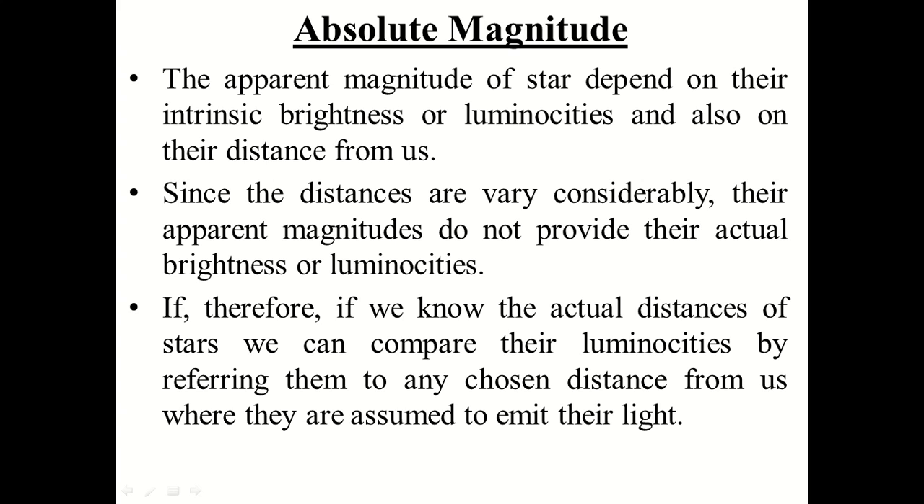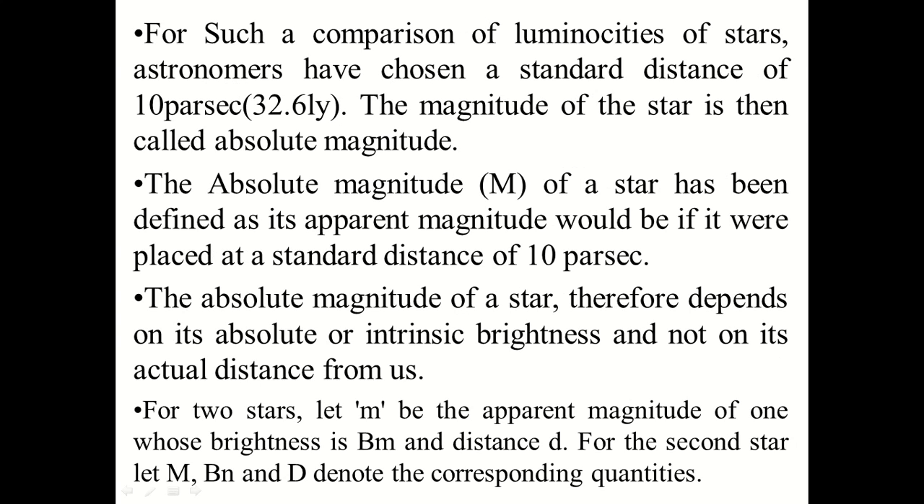For such a comparison of luminosities of stars, astronomers have chosen a standard distance of 10 parsec, that is 32.6 light years. The magnitude of a star at that distance is then called the absolute magnitude. That means the absolute magnitude of a star is defined as its apparent magnitude if it were placed at a distance of 10 parsec, and this 10 parsec is taken to be a standard distance.